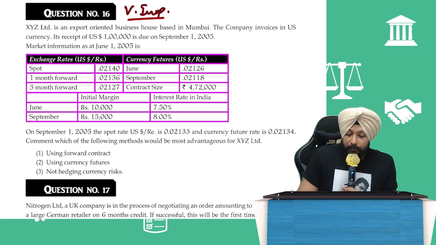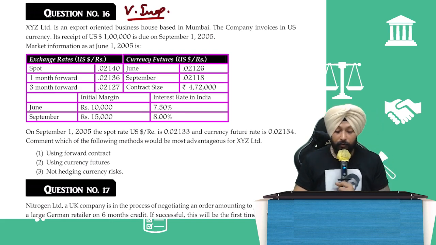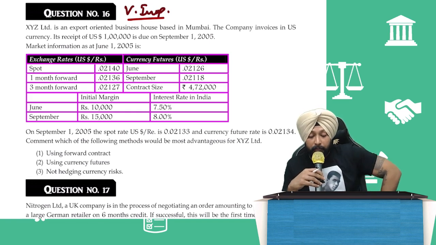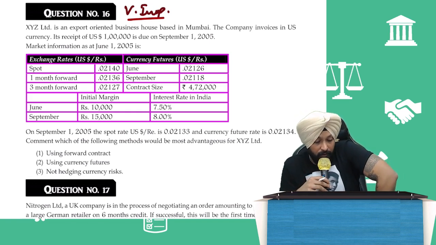XYZ Limited is an export-oriented business house based in Mumbai. The company invoices in US currency. Its receipt of $1 lakh is due on September 1, 2005. Market information as at June 1, 2005 is exchange rate dollar per rupee is given as 0.2140, which is dollar per rupee is given to you, which is fine with us. Base currency is in the denominator.